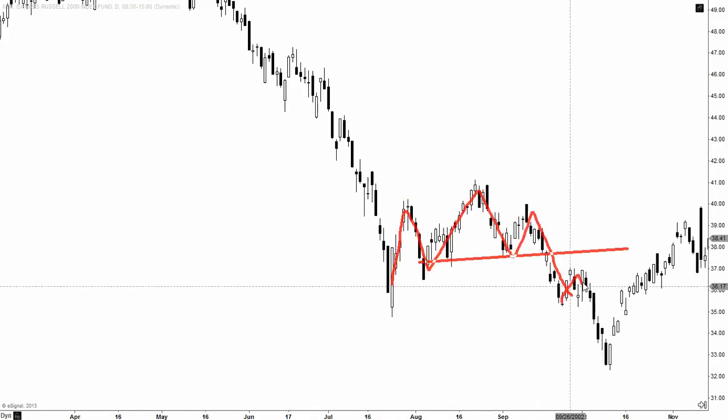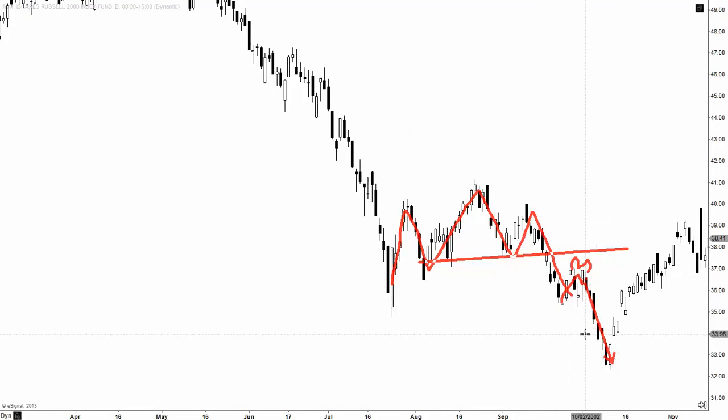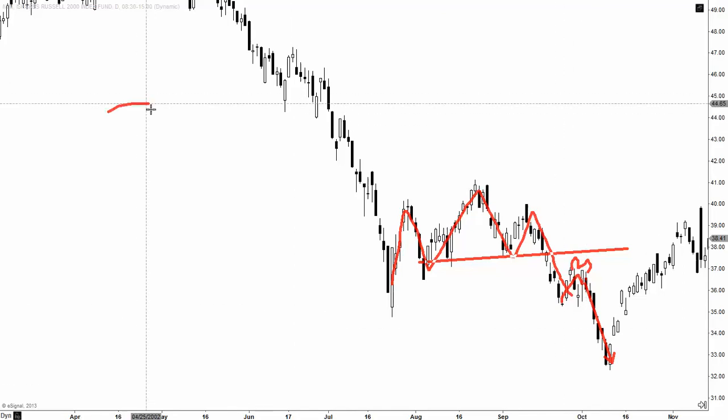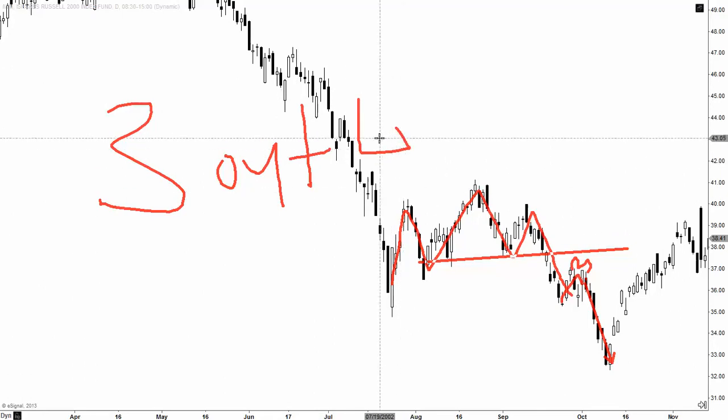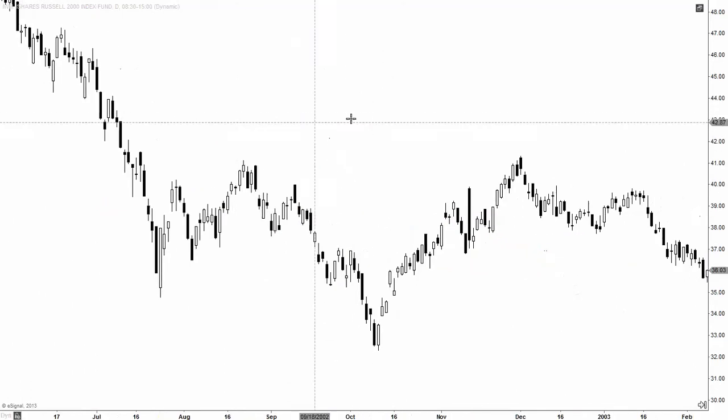We couldn't quite get up to the neckline, kind of went into the vicinity, and then we had a pretty good size correcting move there. So that's another Head and Shoulders. So we got a total of 3 out of 4. So 3 out of 4. 4 occurrences, 3 times played out. Let's continue.